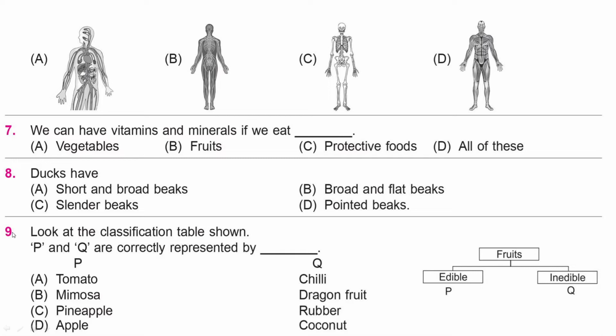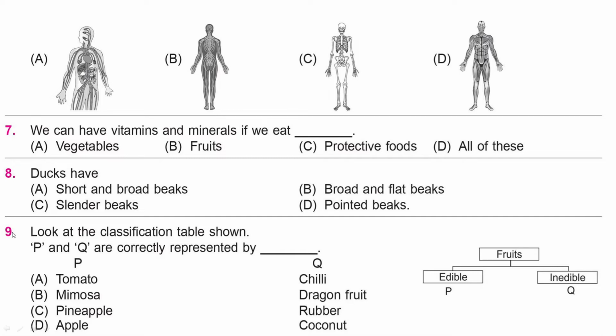Question number 7. We can have vitamins and minerals if we eat what? Option A vegetables, option B fruits, option C protective food and option D all of these. So the correct option will be option D, all of these. If you eat all these things, you will have vitamins and minerals in your body.